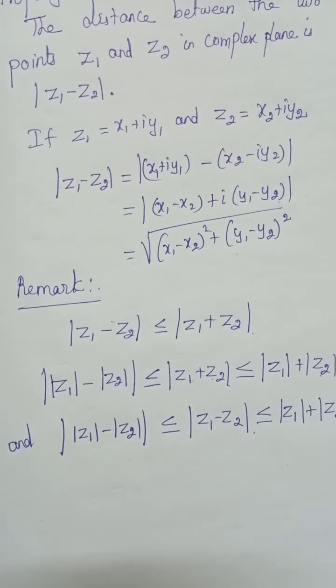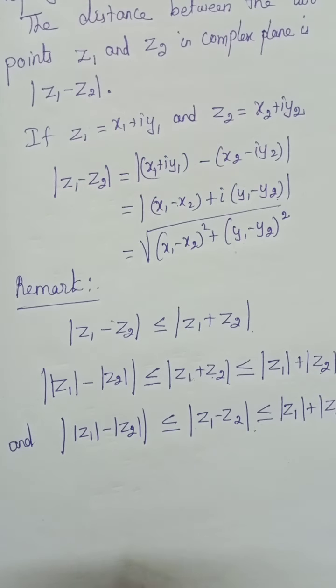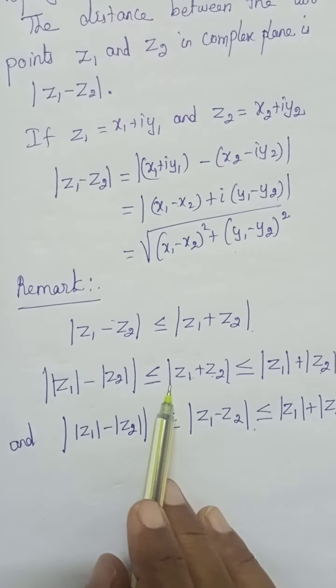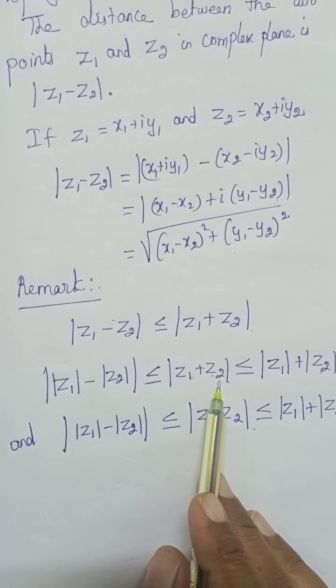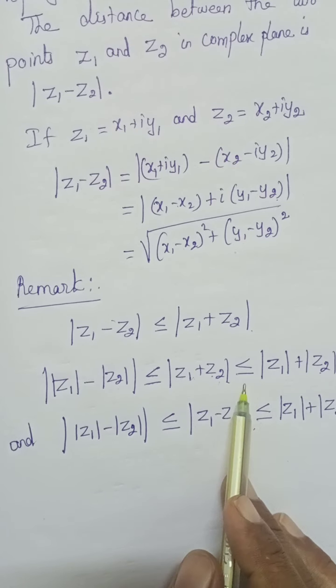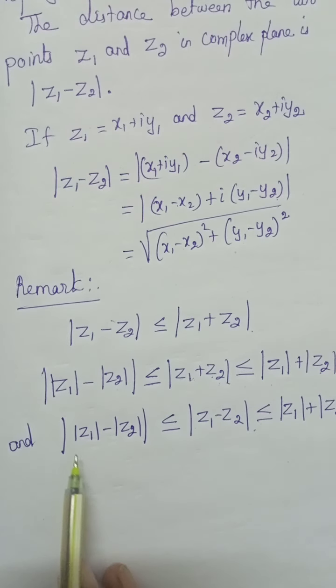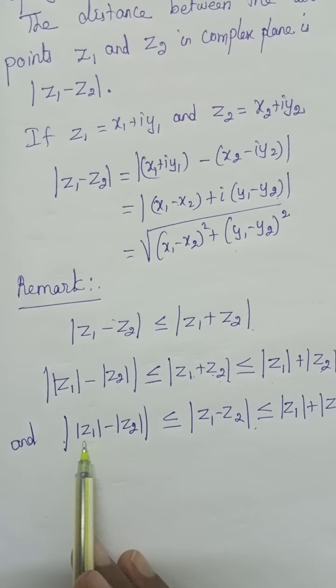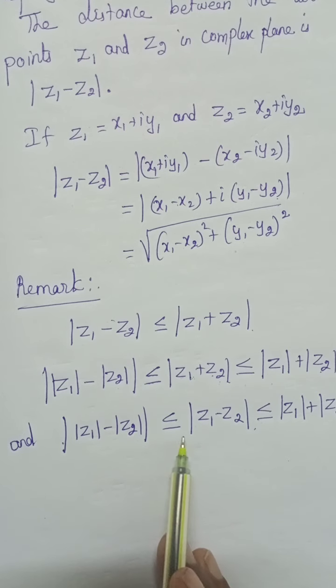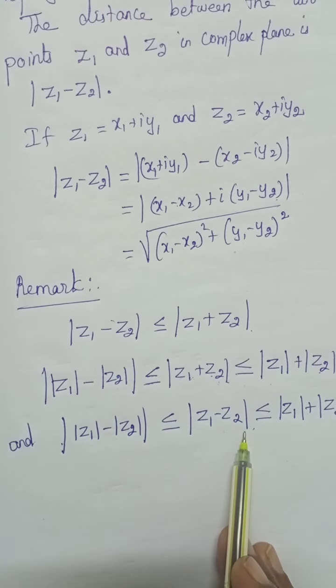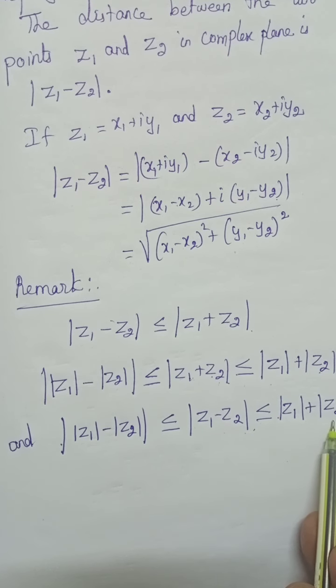This we have to use in problems. Modulus of (modulus z1 minus modulus z2) is less than or equal to modulus z1 plus z2, and that will be less than or equal to modulus z1 plus modulus z2. In the same way, modulus z1 minus z2 is less than or equal to modulus z1 plus modulus z2.